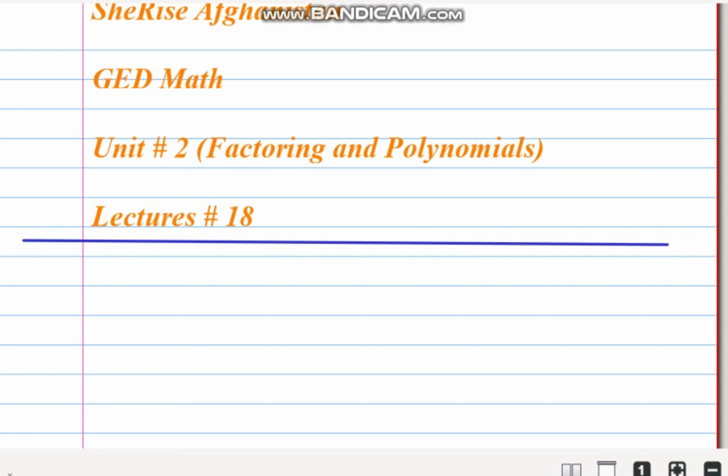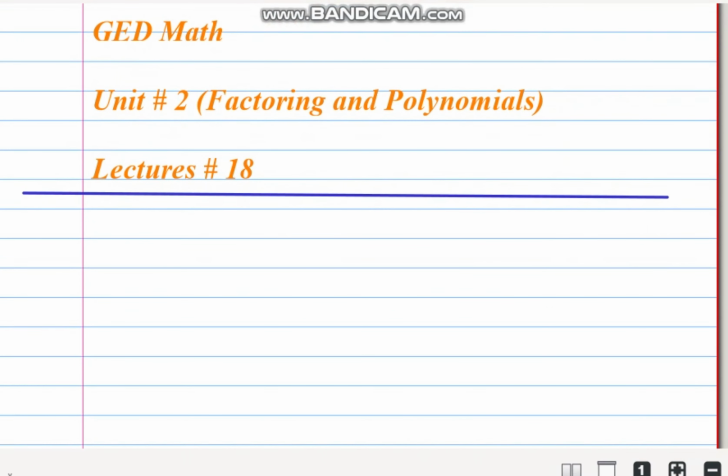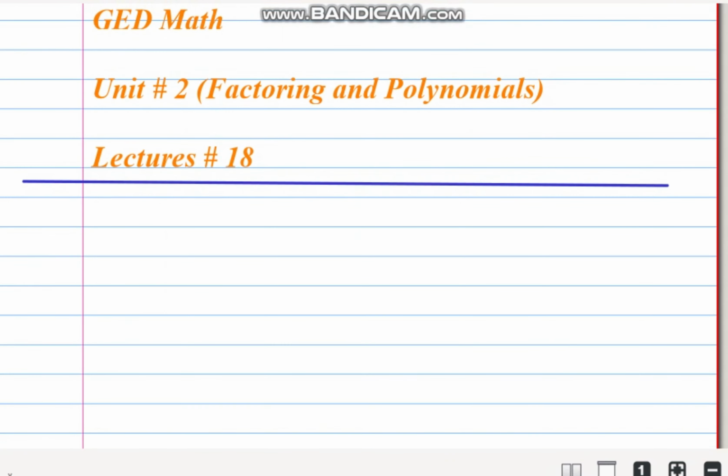Okay, students. Today's lecture is about factoring and polynomials, which is Unit Number Two, and Unit Number Two is about factorization and polynomials. Please remember the polynomial. Please know about the polynomial. What is a polynomial? A polynomial is basically an expression which contains two or more terms or numbers.